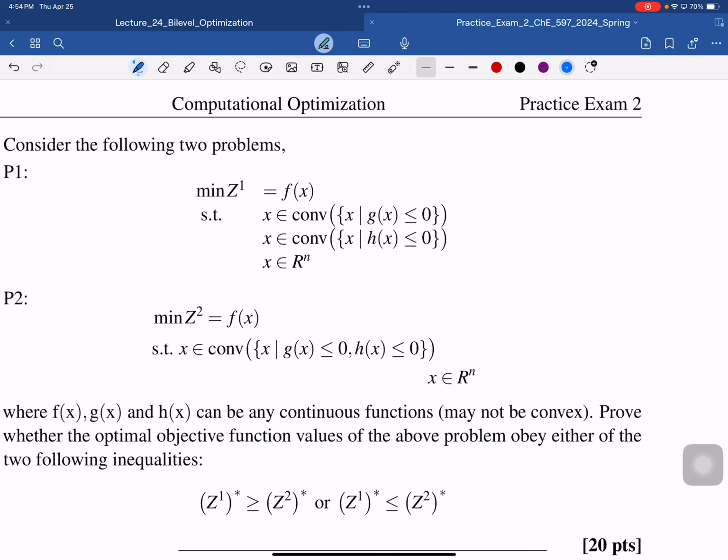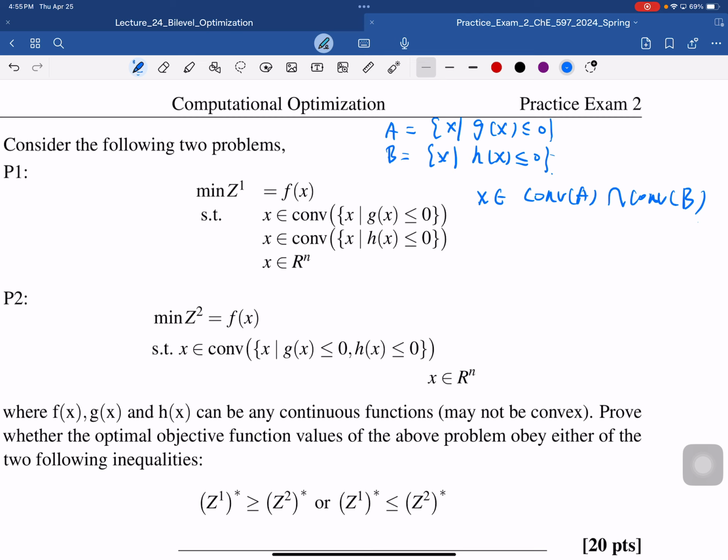So let's define, again, set A as X such that X satisfies G of X less than or equal to 0. We define B as X such that X satisfies the second constraint. So the feasible region of the first problem is essentially X is in the convex hull of A intersect with the convex hull of B. Right? That's the feasible region of the first problem. Okay. Any questions here?